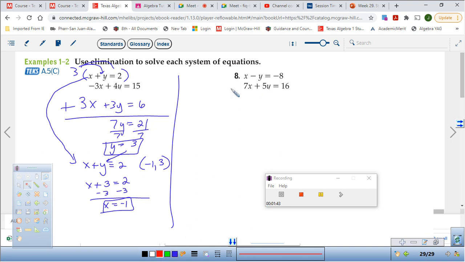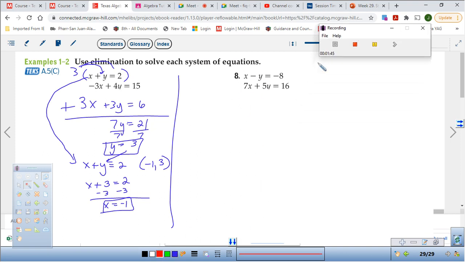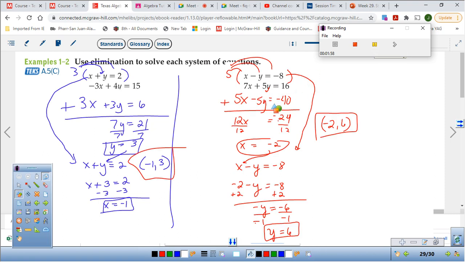Okay, let's go ahead and try this one real quick. Number 8. Copy it down. While y'all are looking at that one, think about what would be a good approach. Which one do I want to get rid of and why? Okay, here's this one, guys. Multiply the top one by negative 5. Add these up, gives you that. Divide by 12. Sorry, I just forgot to copy it. Pause it, look at it, and see what we did.